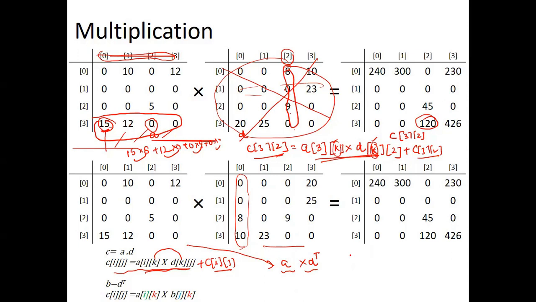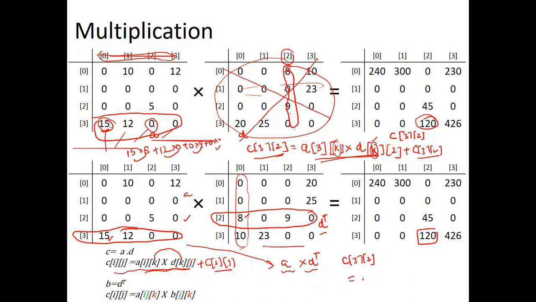For example, if I again consider C32, the same principle applies. To find the final entry C32, now using matrix A and the transposed version of the second matrix D, I will pick the third row of the first matrix and the second row of the transposed version of that matrix. So I will directly multiply 15 into 8 horizontally.